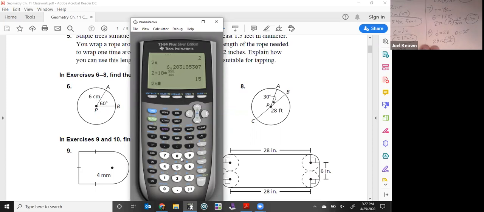28 fraction 30. Oops, my fault. Try it again. 28 times 30 over 360. And I end up with 7 over 3 pi. Okay.